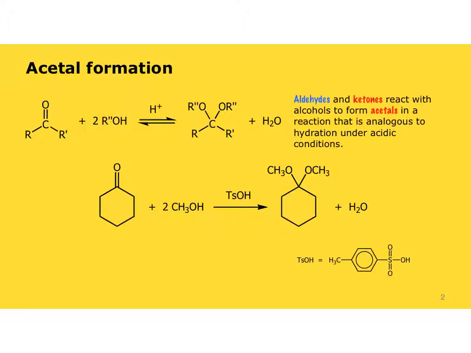So as an example reaction, we see here the reaction of cyclohexanone with methanol. Our catalyst is an organic derivative of sulfuric acid, basically just sulfuric acid where one of the hydroxyl groups has been replaced by this toluyl group. It's called para-toluene sulfonic acid, or tosic acid for short, and you'll see it abbreviated like this. And this is something we'll see commonly in a lot of our acid-catalyzed reactions.